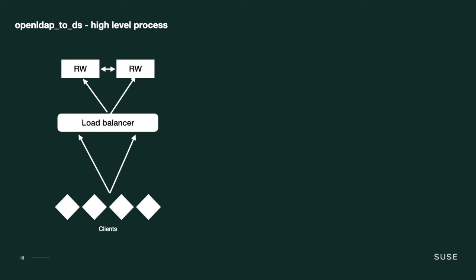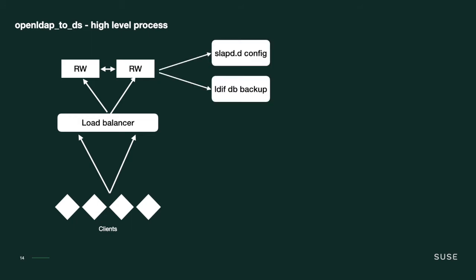So let's have a look at the high-level process of what a migration might look like. Let's just assume one of these topologies that we talked about before, but realistically, the process is going to be very similar for all of them. The first thing that we do is we take a backup of one of the read-write servers.